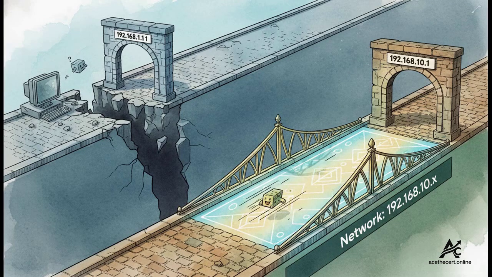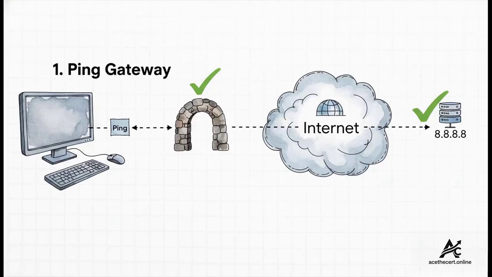The fix is actually beautifully simple. We just need to change that gateway address so it's on the same street as the computer. Once we set it to something like 192.168.10.1, the computer can finally find its way to the internet, and our user is back in business. But wait, we're not done yet.